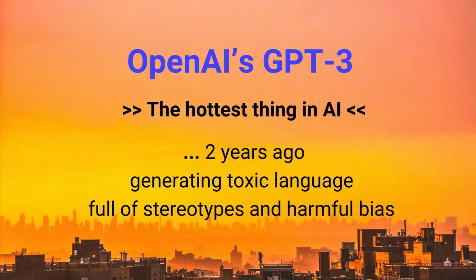Now, you are familiar maybe with GPT-3. This is from OpenAI, and it was called the hottest thing in town in artificial intelligence. And this was about 2 years ago. But then suddenly they discovered that GPT-3 generates a lot of toxic language, full of stereotypes and of harmful bias. And now, please do not make the mistake that the model generated this, because the model just mimicked what it learned. And as I already told you, data are so important for AI.